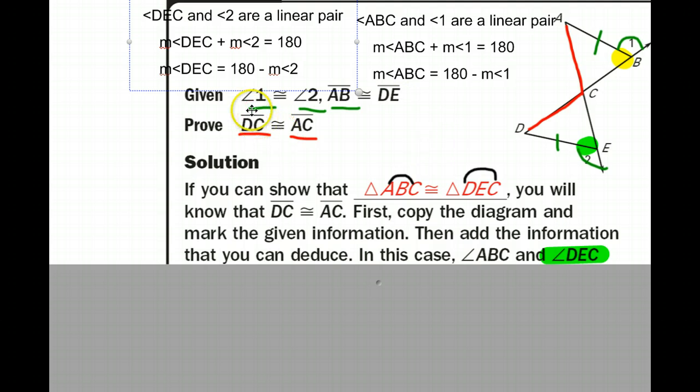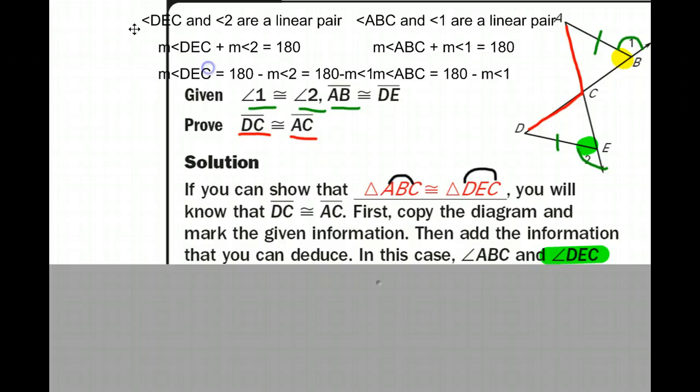But remember, we also know that angle 1 is congruent to angle 2. And since angle 1 is congruent to angle 2, then I can replace this with 180 minus the measure of angle 1. In other words, the measure of angle DEC is also equal to 180 minus the measure of angle 1. And the measure of angle ABC is also equal to 180 minus the measure of angle 1.